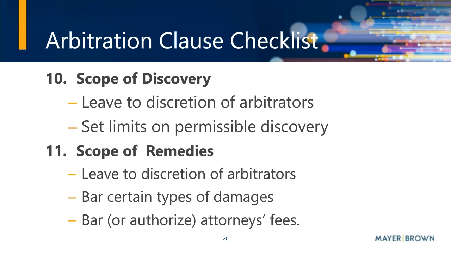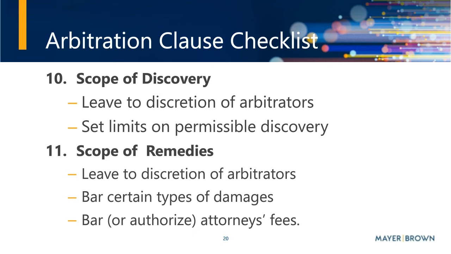Our last 2 items, scope of discovery and scope of remedies. With respect to scope of discovery, the parties have the option of defining how much discovery will be permitted in the proceeding, or they can leave the discovery issue to the discretion of the arbitrators. The parties can agree, for example, that there will be no depositions, that there will be only limited document production, or that there will be no so-called written discovery such as interrogatories, or they can leave these issues to the discretion of the arbitrators. This is another example of the advantages that arbitration offers to the parties to agree on the procedures that they will use to resolve their disputes.